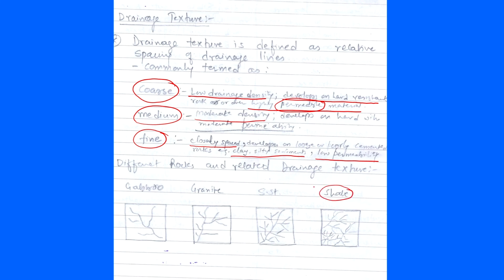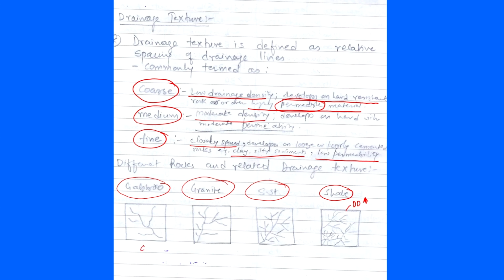Shale is a sedimentary rock, an argillaceous sedimentary rock. So, you will find a greater number of streams here. Drainage density will be higher here, and we can classify this as a fine texture because the streams are closely spaced. Similarly, here is an igneous rock, an intrusive igneous rock, and this is a sedimentary rock, sandstone. They will have different drainage densities and can be classified as we have discussed here.